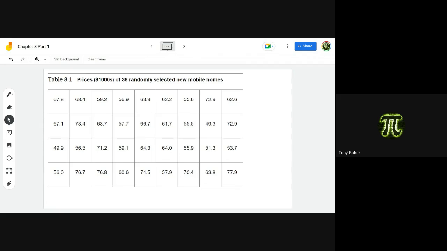All right, so we've got a sample of 36 new homes. Those are the prices in thousands of dollars. And they're mobile homes, which means that they're a little cheaper.